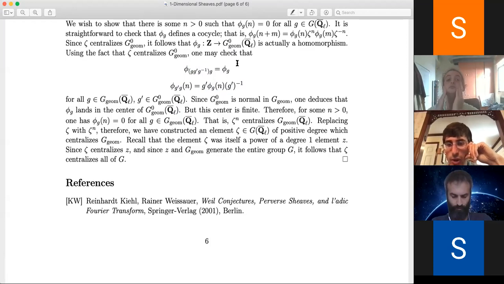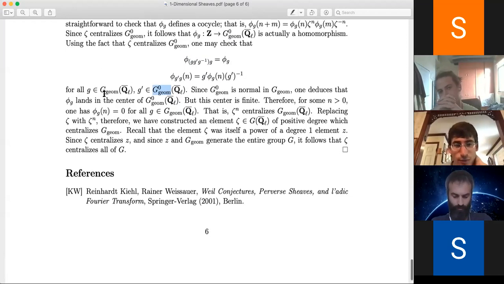Okay, and so what do these two things together say? That phi G, the image of phi G, is centralized by the identity component of geometric monodromy, right? Because if I centralize, that means I multiply on the left by this thing down here, and this says that does nothing. Okay, so that means that phi G lands in the center, and so the center here is finite. That's exactly right, because this is a semi-simple group, its center is finite.